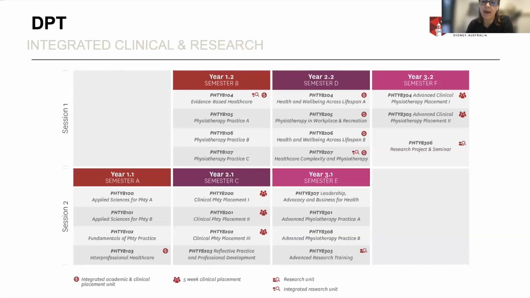And then we move into the back of semester E, where we're looking at real complexity in physiotherapy. So we have workshops around things such as intensive care, trauma, spinal, ICU. We have lots of different specialists that come in. And we also do leadership advocacy in business. So we set you up for running a business in the future. And then we've got our research projects and some more placements in that final semester F.